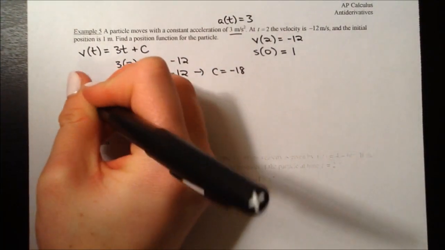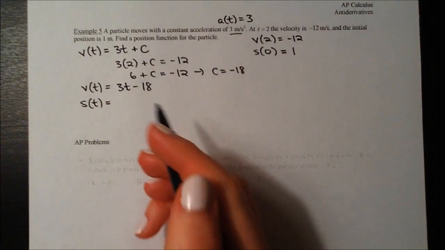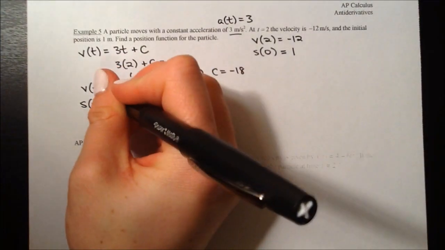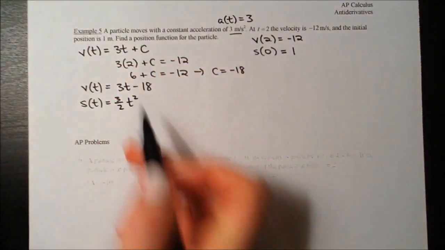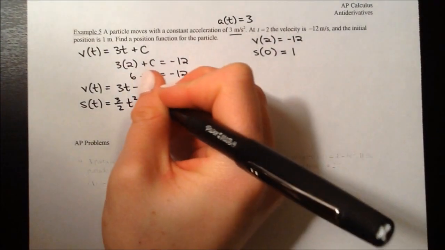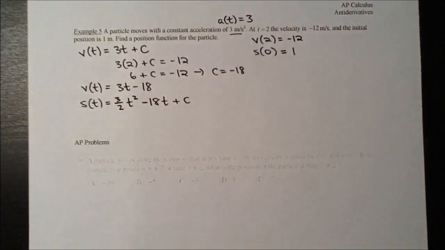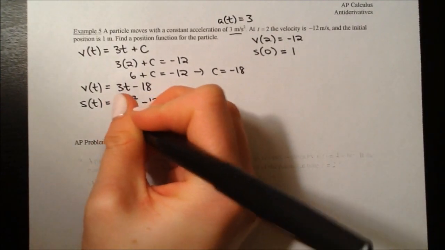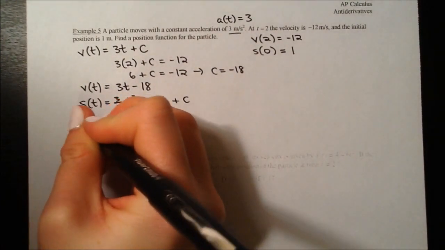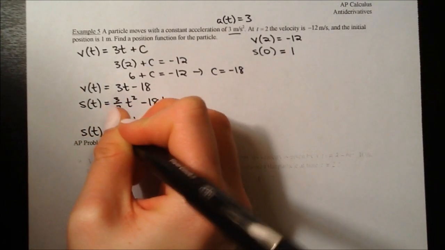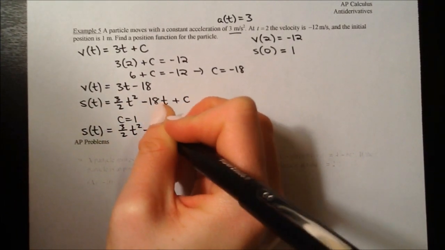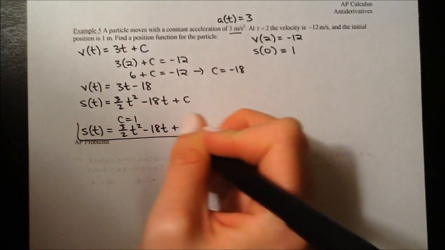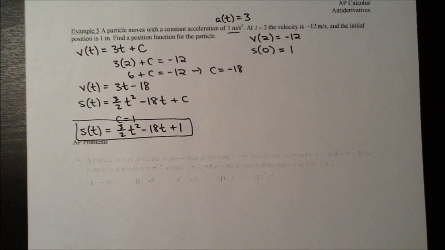So then I take the antiderivative again to get my general position function. Antiderivative of 3t is 3 halves t squared. I'm sorry, this isn't squared, this one is. And then minus 18t, of course, plus c. And then it says my initial position is 1. So if I plug in 0, then I should get 1. So plugging in 0 here, this would be 0, this would be 0. So that means that c equals 1. So let's rewrite one more time my position function. Okay, so there it is right there. That's the position function that we were looking for.